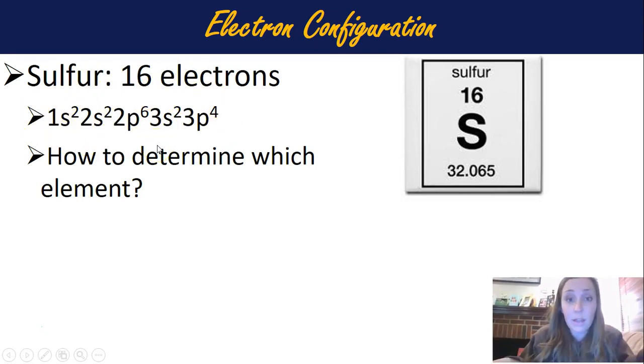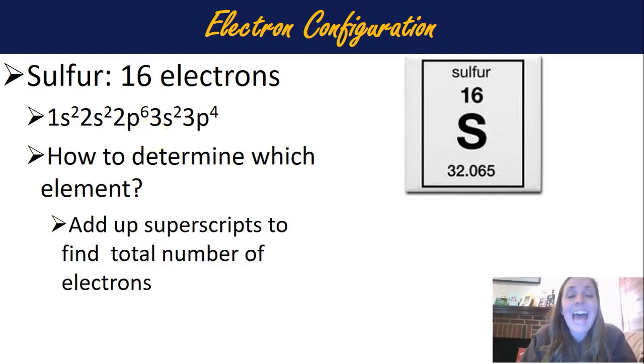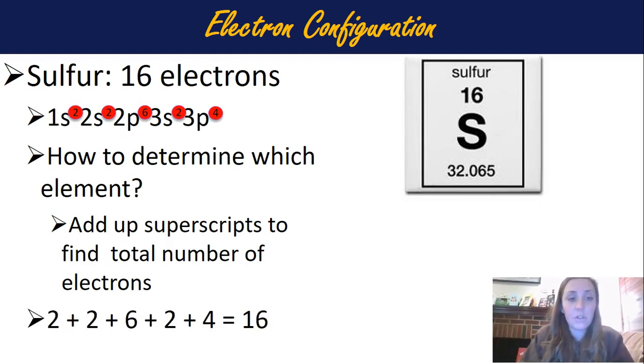Well, how could you tell what element it is? You know that it's neutral because I haven't told you a charge. I would always tell you. So what you're going to do is add up all the superscripts, right? These numbers up here tell you how many electrons, so you can just add them up to get the total number of electrons. That would be 2 plus 2 plus 4 plus 2 plus 4, and that's 16.